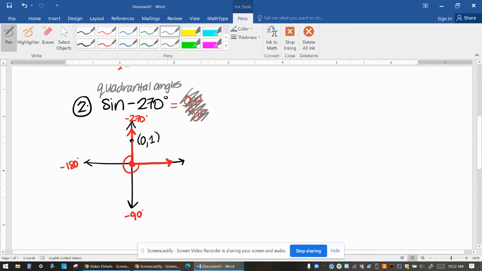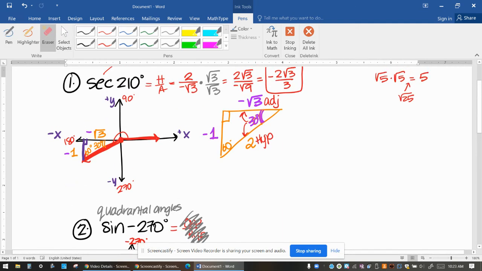So remember, the unit circle has a radius of 1. So all those quadrantal angles are always going to have a 0 and a 1. You just have to use common sense where it's 1, 0, 0, 1, etc.